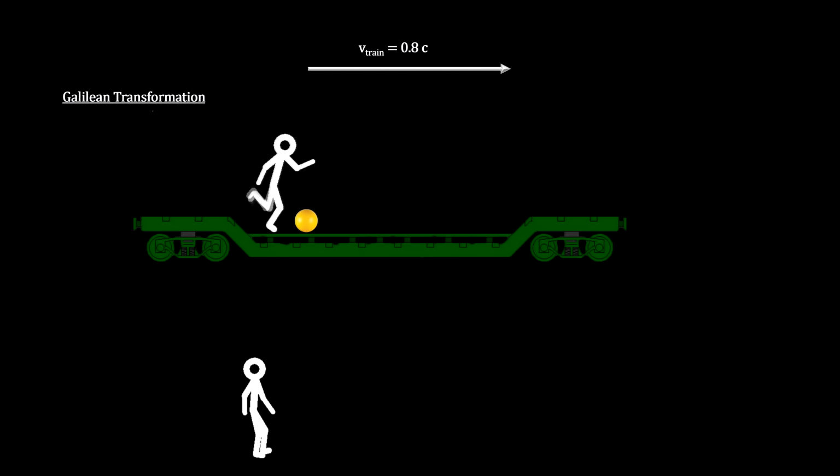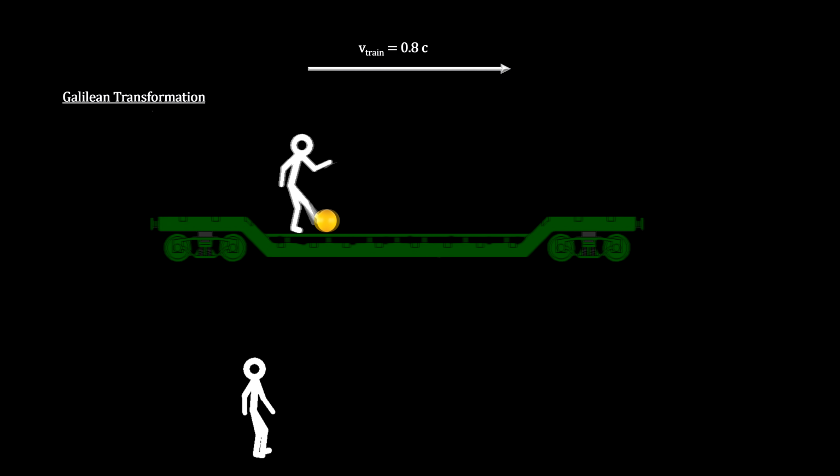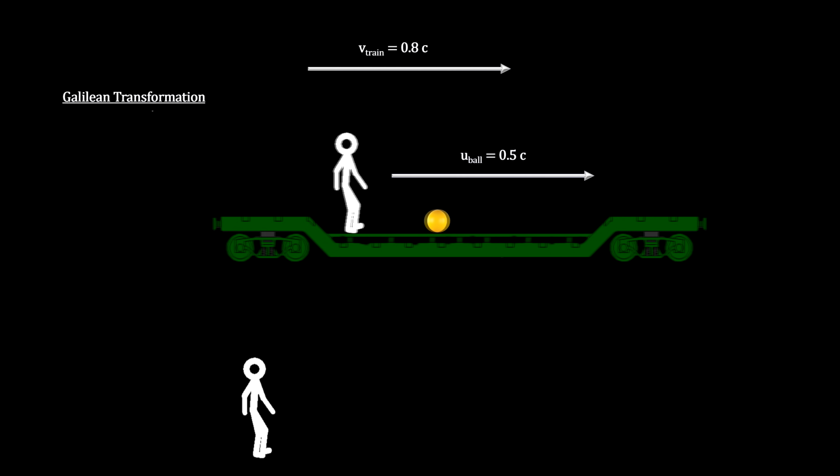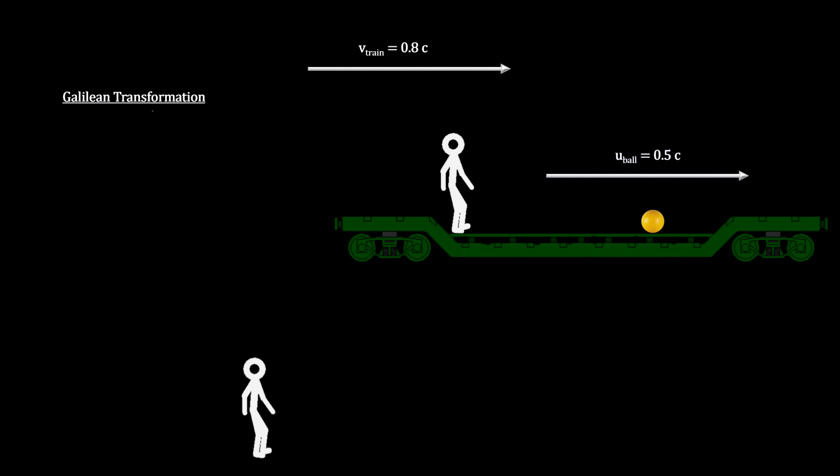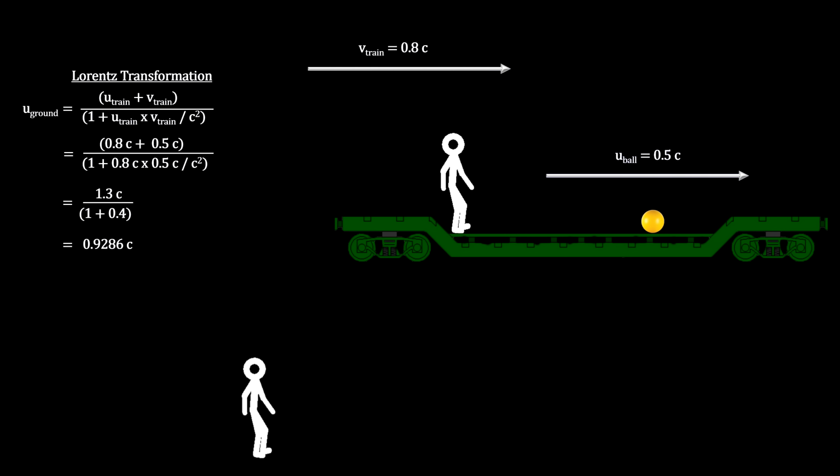Now let's shift the supertrain into high gear and say its velocity is 0.8 of the speed of light. And the person on the train kicks the ball at 1/2 the speed of light. If the Galilean transformations were correct, the person on the ground would add these together and see the ball traveling faster than the speed of light. But to keep the speed of light a constant, the new relativistic equations tell us the person on the ground would see the ball traveling a lot slower than that, at 9/10 the speed of light.